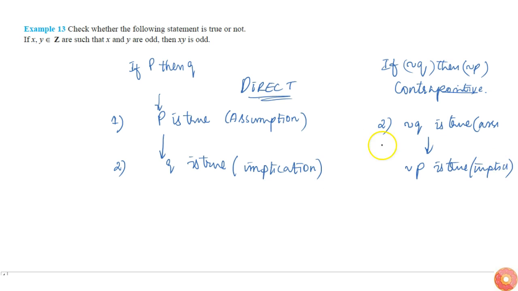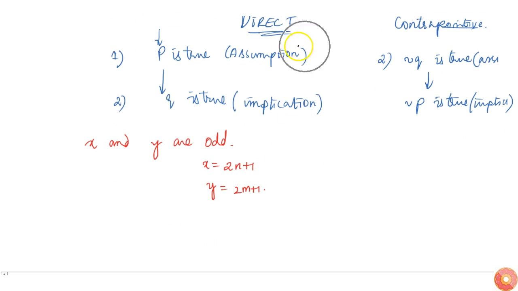In this case I will use the first method to solve that. So I am assuming that X and Y are odd. X and Y are odd, that means X will be in the form 2n plus 1 and similarly Y will be in the form 2m plus 1. This is the first assumption, that is P is true. Now we are supposed to find xy and show that it is odd.